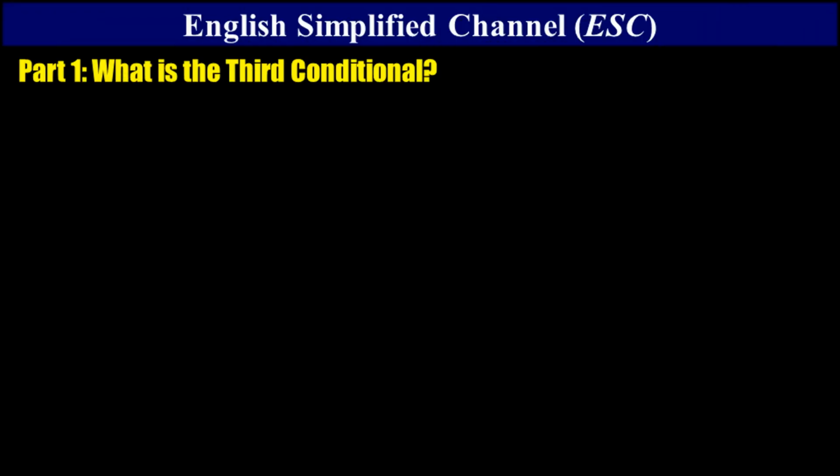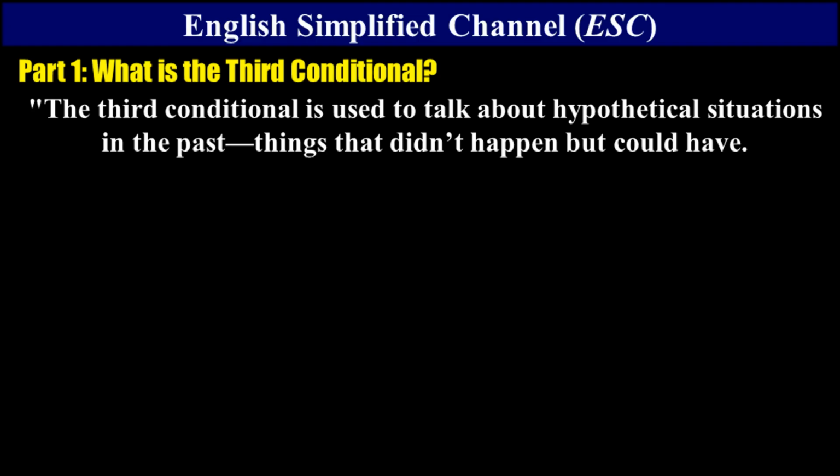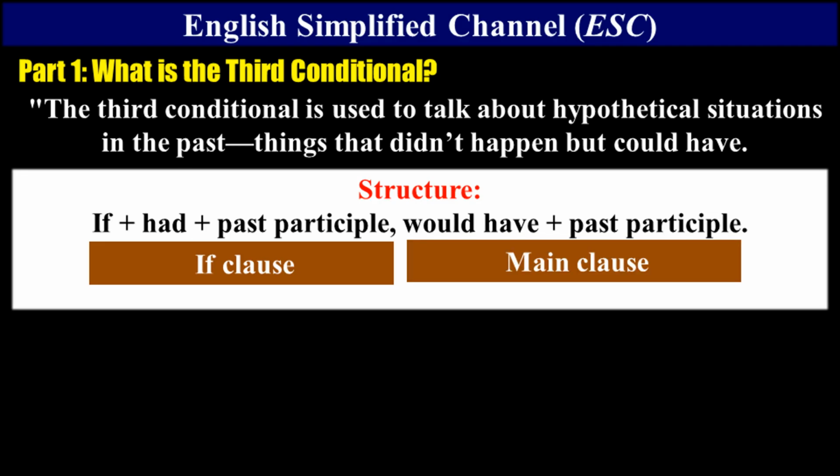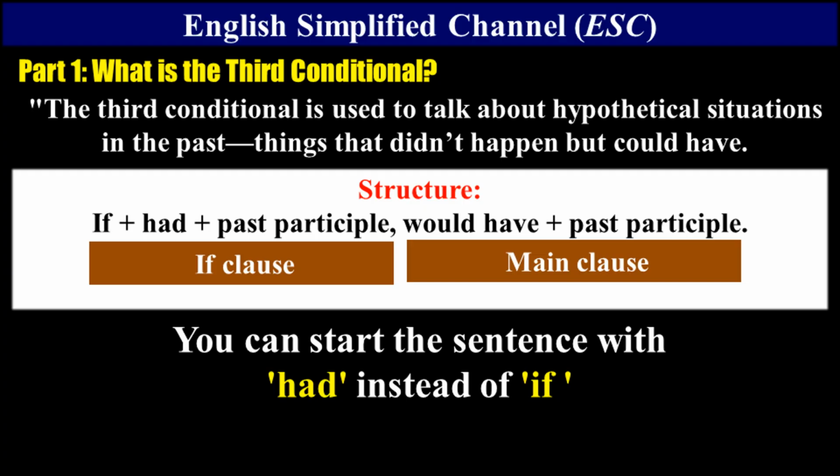Part 1. What is the third conditional? The third conditional is used to talk about hypothetical situations in the past, things that didn't happen but could have. The structure usually goes like this. If clause: if plus past perfect, had plus past participle. Main clause: would have plus past participle. But there's a cool twist. You can start the sentence with "had" instead of "if," which is often done to sound a bit more formal or poetic. Let's see how that works.